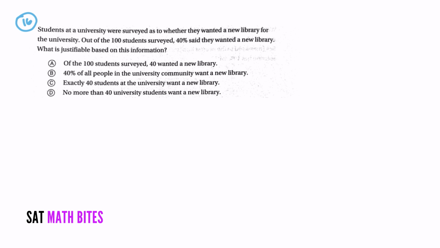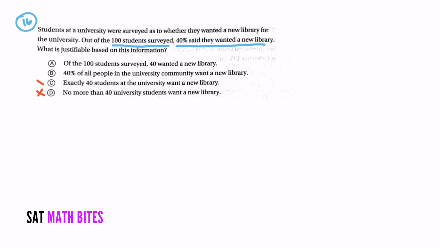In problem number 16, we're being asked to draw some conclusions. There were 100 students surveyed. 40% said they wanted a new library. So it's important to realize that out of the 100 students surveyed, that doesn't represent all of the students at the university. There are more. This is just 100 students being randomly surveyed. So if you look at answer choice D, it says no more than 40 university students want a new library. That can't be true, because we know that there are more than 100 students in the university.